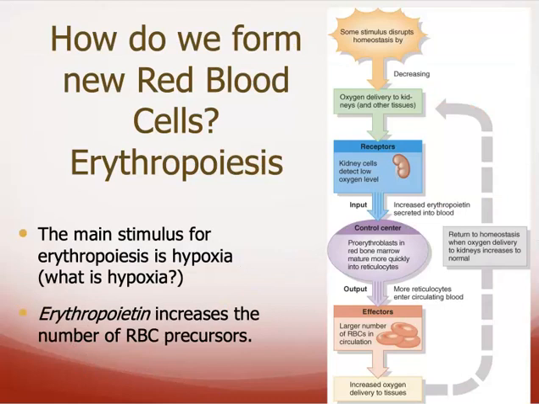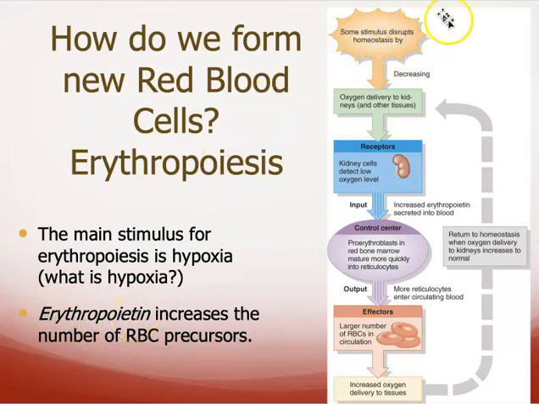Okay, so how do we actually form new red blood cells? The process is called erythropoiesis, and the main stimulus for the formation of new red blood cells is hypoxia. Hypoxia is basically lack of oxygen, or very low oxygen levels. The protein, well, it is a protein and hormone, that stimulates red blood cell production is erythropoietin.